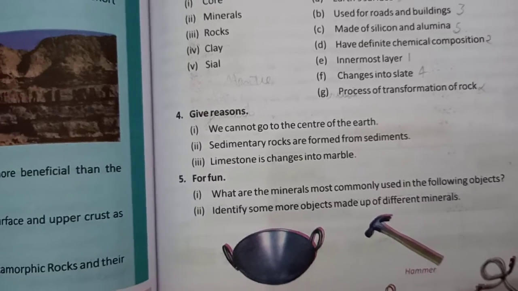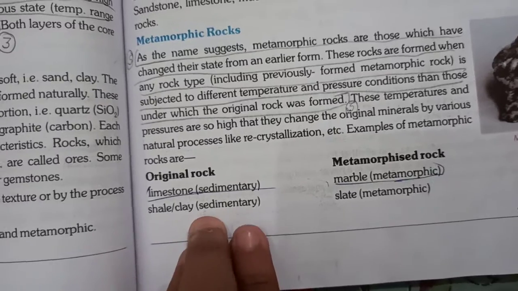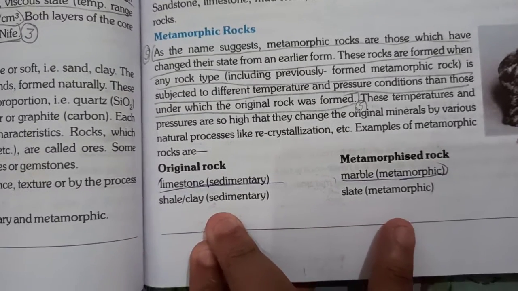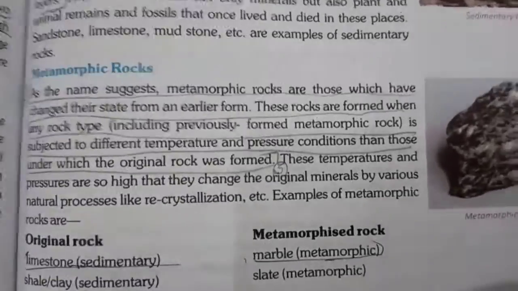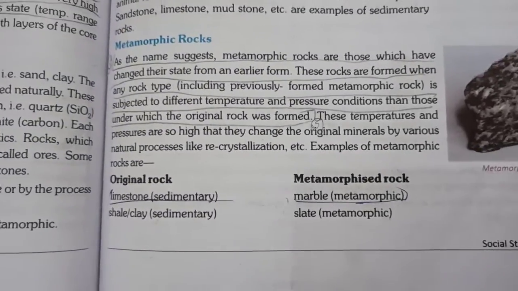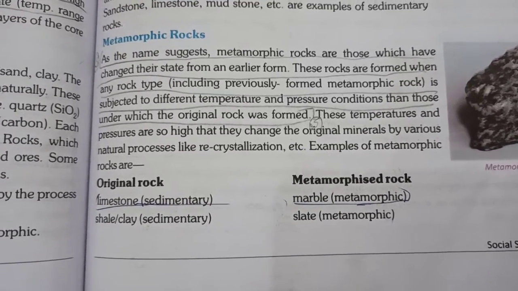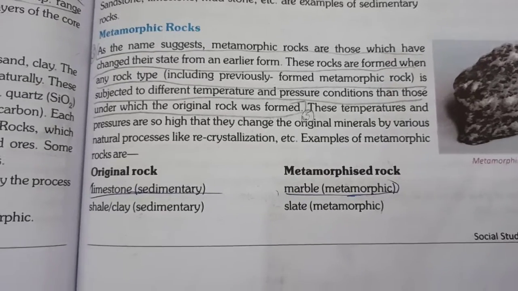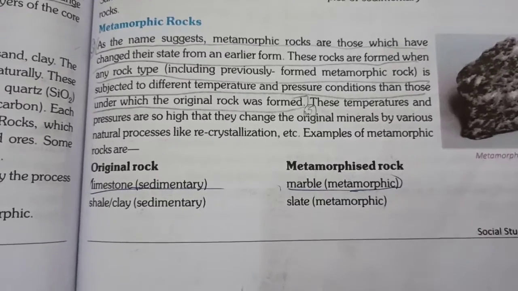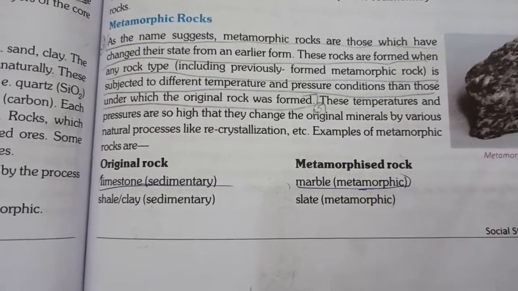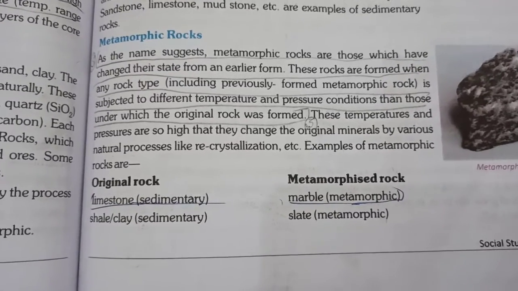Limestone is changed into marble. Here, limestone is a sedimentary rock while marble is a metamorphic rock. We have studied that metamorphic rocks are the rocks which have changed their state from an earlier form. So limestone is an earlier form, and when it gets different temperature and pressure conditions, then limestone gets converted into marble.